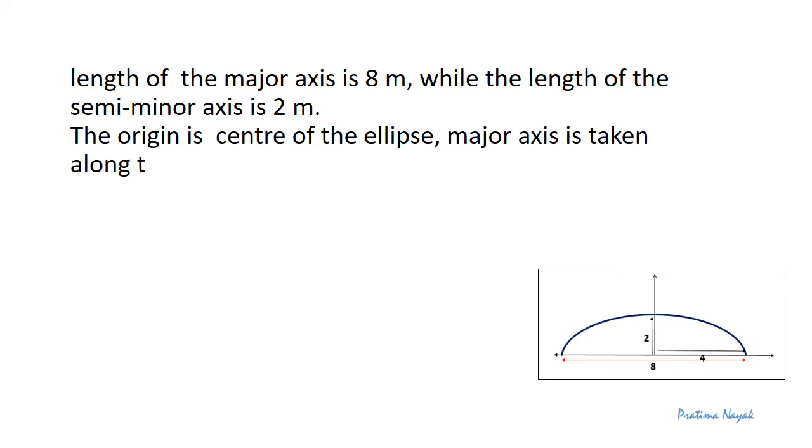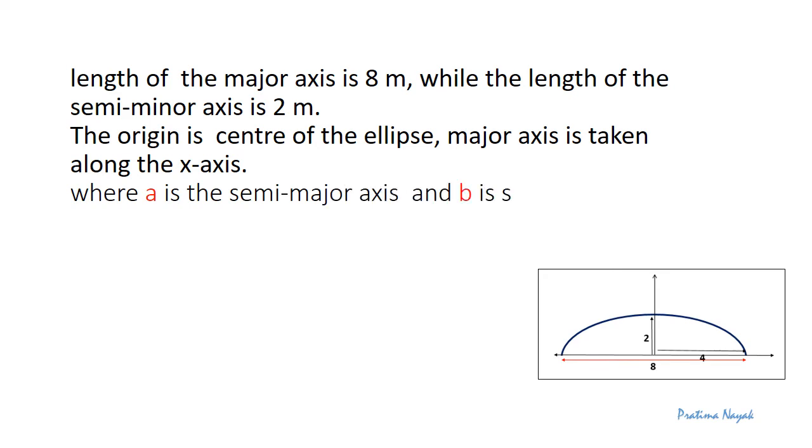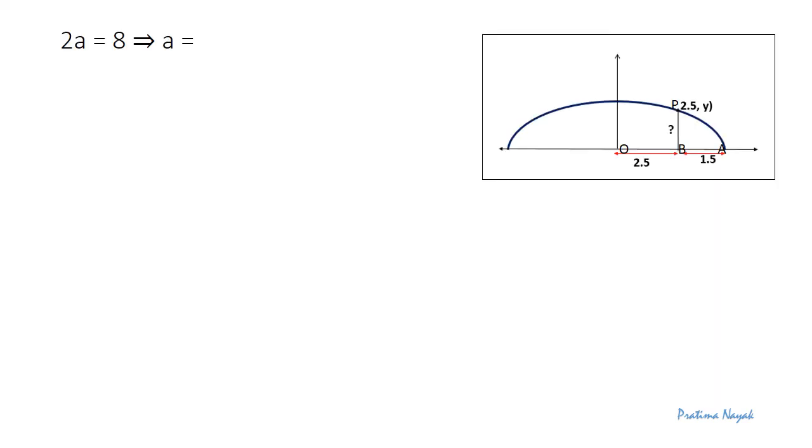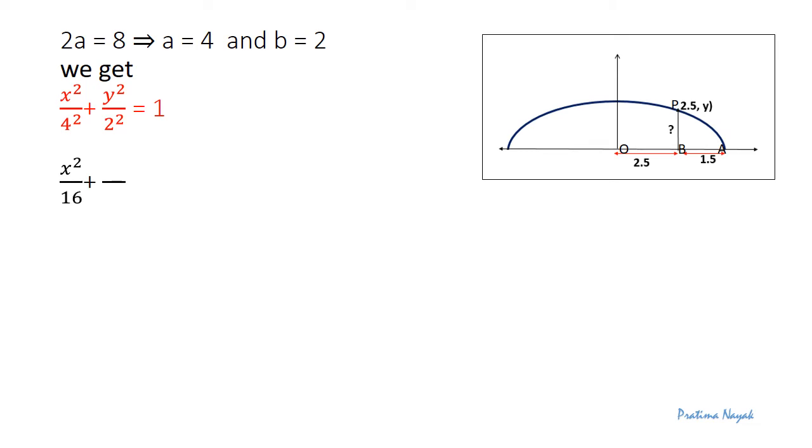The equation of the semi-ellipse will be in the form of an ellipse, where a is the semi-major axis and b is the semi-minor axis. So we'll take the equation here, x square over a square plus y square over b square is equal to 1. So we have seen 2 times a is 8 gives a is equal to 4 and b is equal to 2. So putting in the equation we get x square by 4 square plus y square by 2 square is equal to 1. This gives us the result x square by 16 plus y square by 4 is 1.